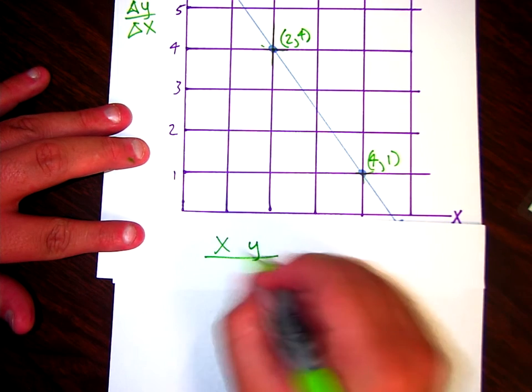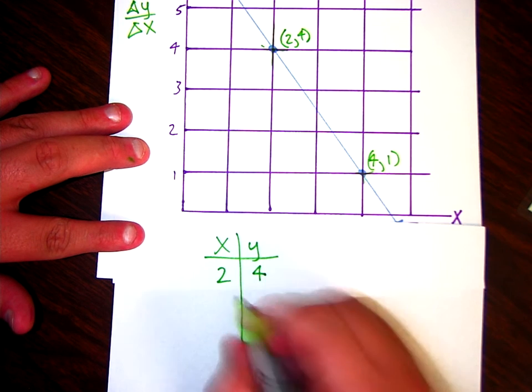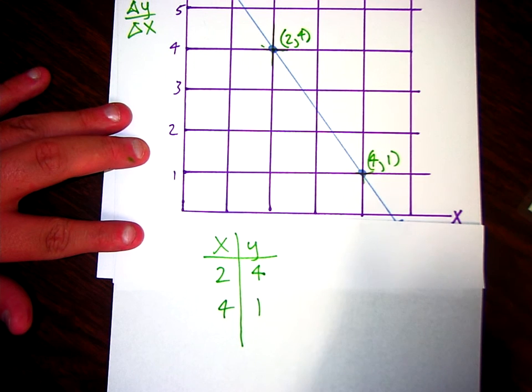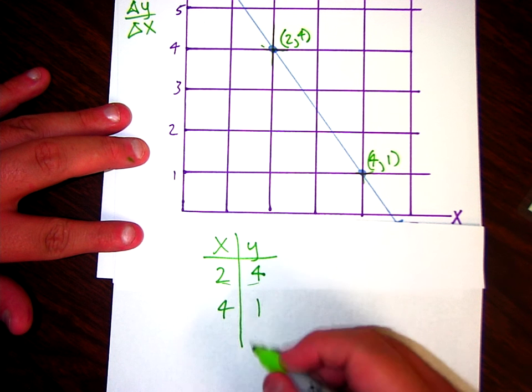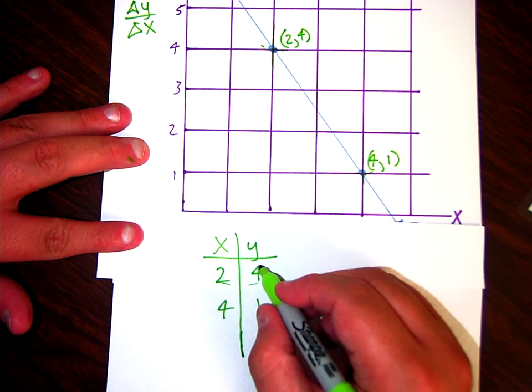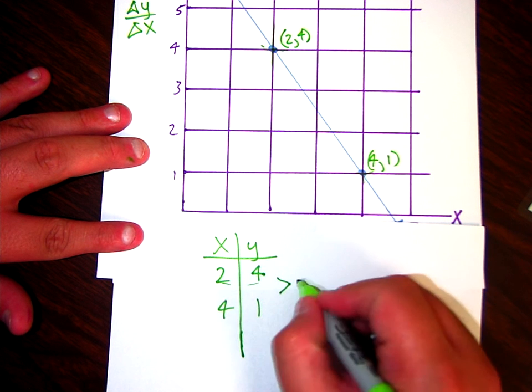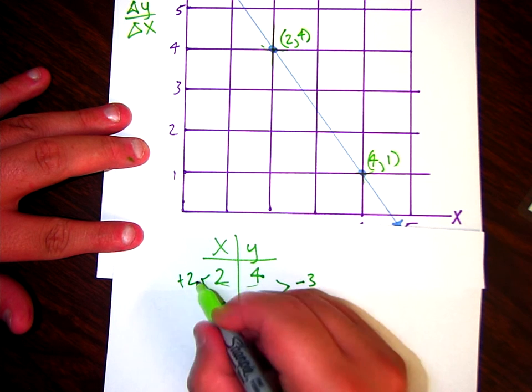x, y, we go, first point is 2, 4, next point is 4, 1. Okay, see that's 1 point, second point. And then you can either do a straight calculation. What's the difference? How do I change from 4 to 1? You subtract 3. How do you change from 2 to 4? You have to add 2.